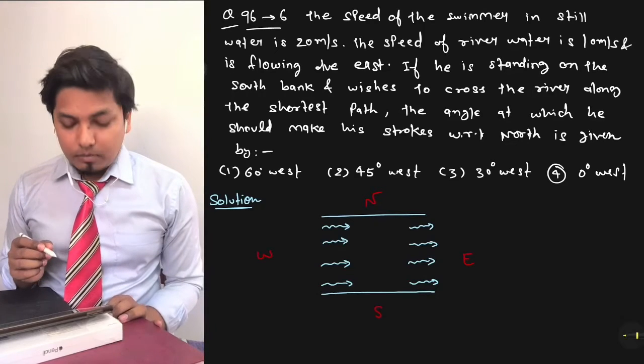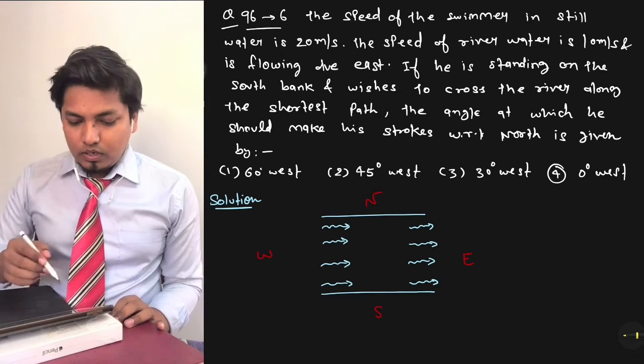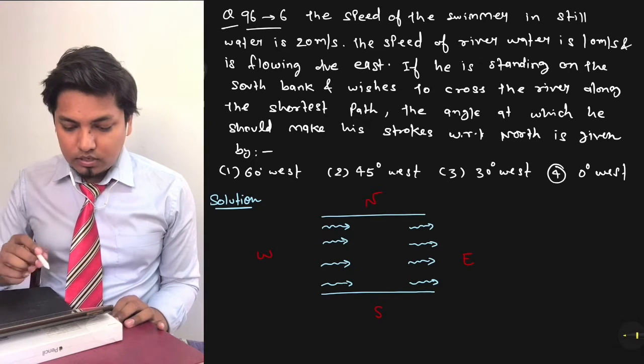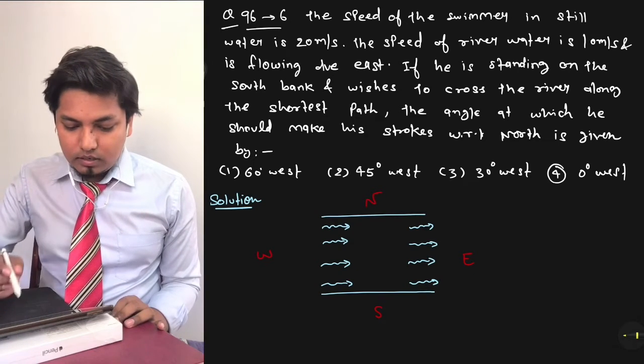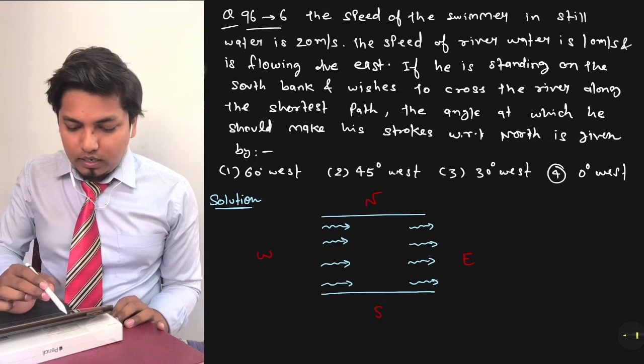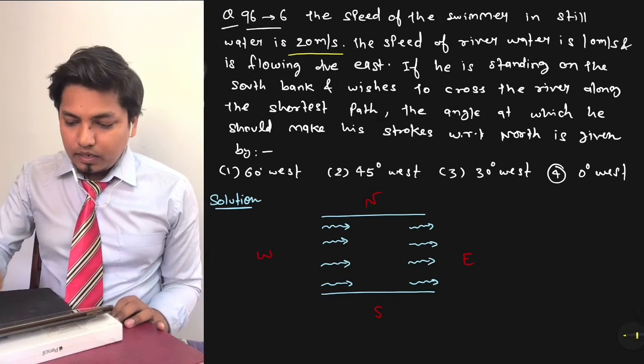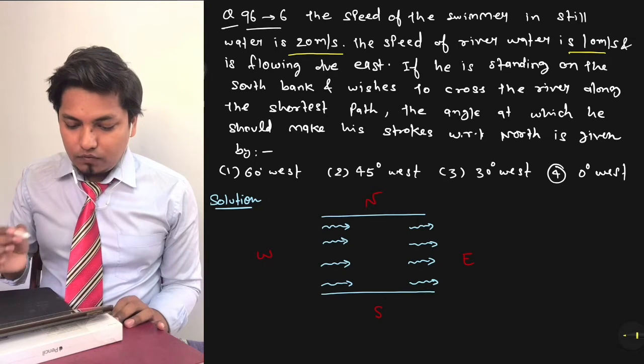So let's solve question number 6 here. The question is 96 in the question paper, and this is the 6th question for us. The speed of the swimmer in still water is 20 meter per second. The speed of the river water is 10 meter per second, and it is flowing due east.